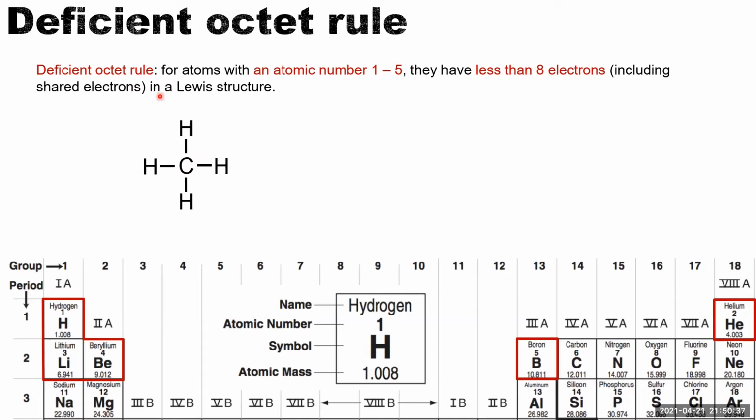So there are only 2 electrons around hydrogen, less than 8. In the Lewis structure of boron trichloride, around boron there are only 3 single bonds. So there are 6 electrons around boron, also less than 8. But both of these Lewis structures are stable.